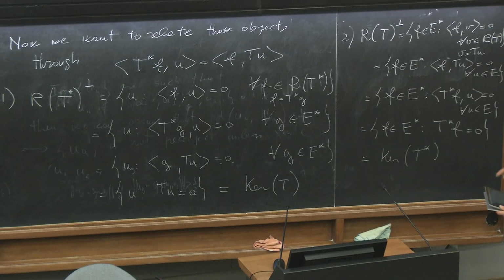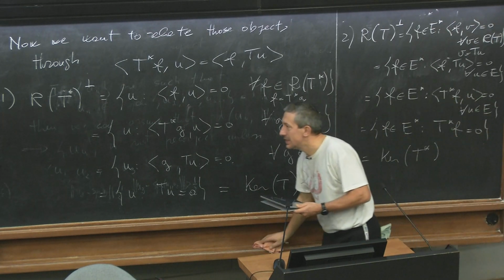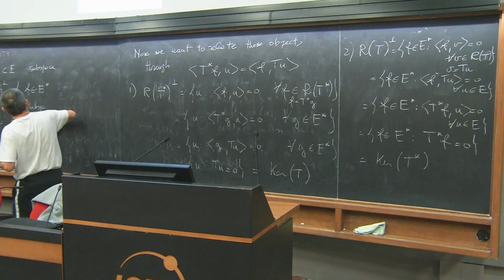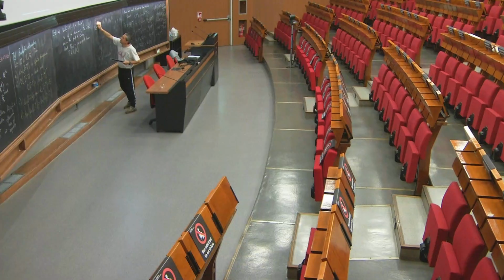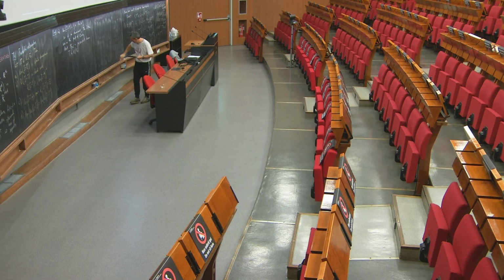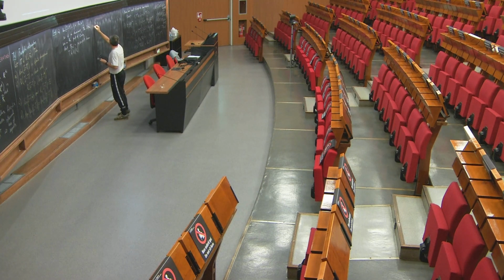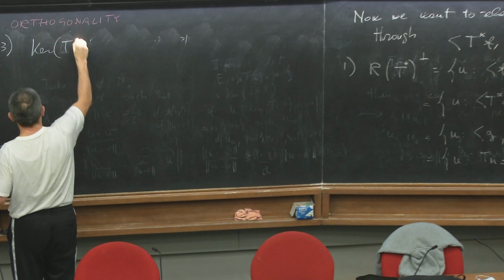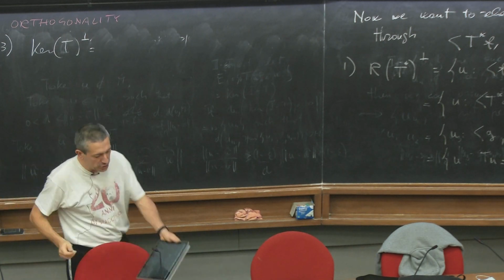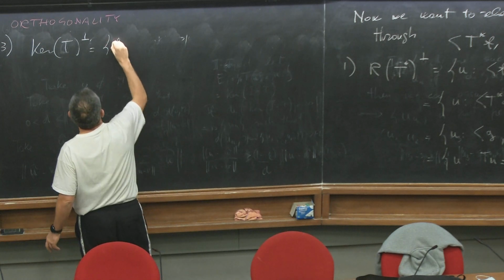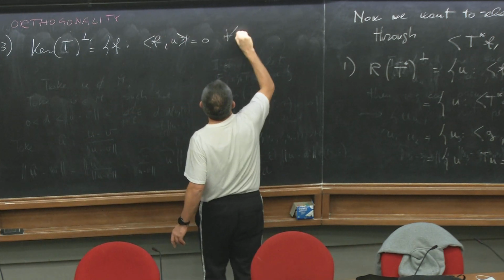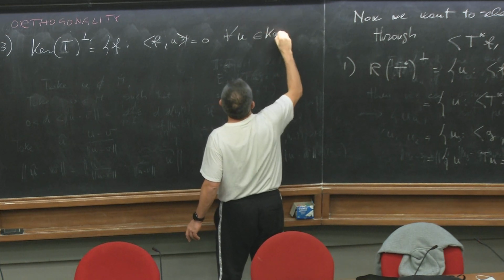Now let's do the difficult part. I don't know if I have time, but we can start. So, okay, we can cancel the definition. So let's start with the kernel of T orthogonal. Okay, by definition, this is what? These are all the F such that F U is equal to 0 for all U in the kernel of T.